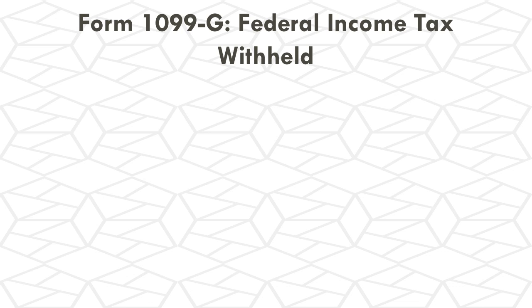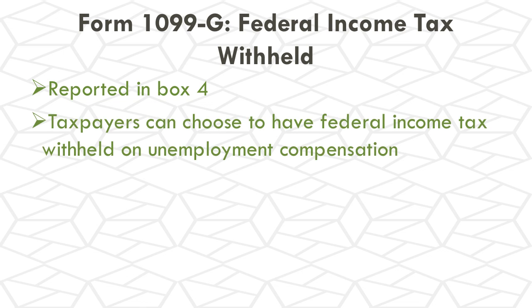Federal income tax withheld will be reported in box 4. Taxpayers can choose to have federal income tax withheld on unemployment compensation. Some may not. It just depends on how much the taxpayer has in unemployment compensation and whether they chose to have any withheld.